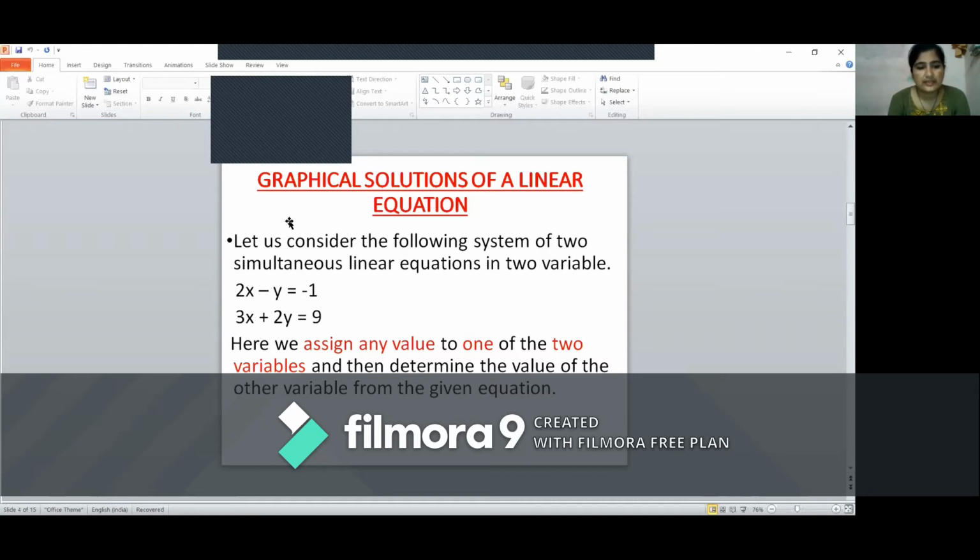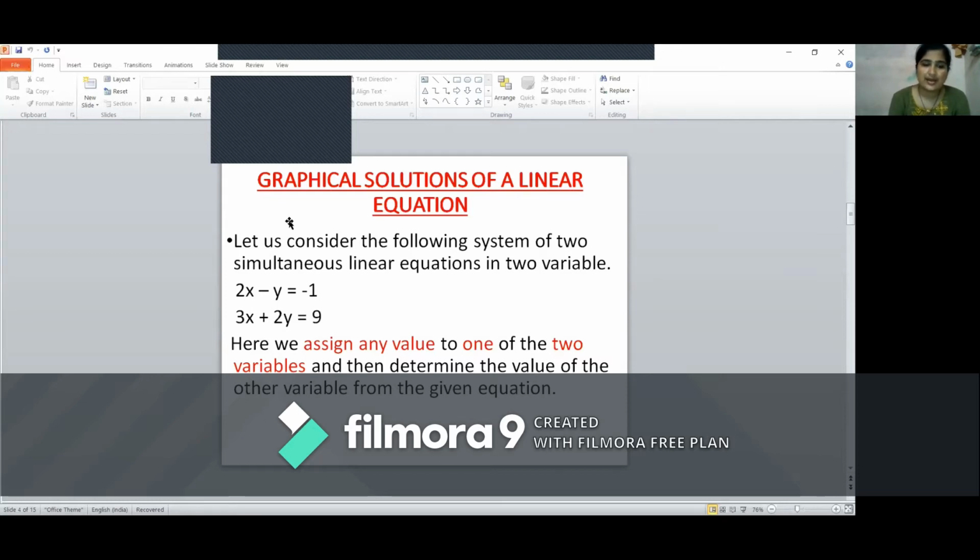Okay, so for that we have to assign any value to one of the two variables, right, and then determine the value of the other variable from the given equation. For example, here I have a system of linear equations. First equation is 2x minus y is equal to minus 1, right, and 3x plus 2y is equal to 9.